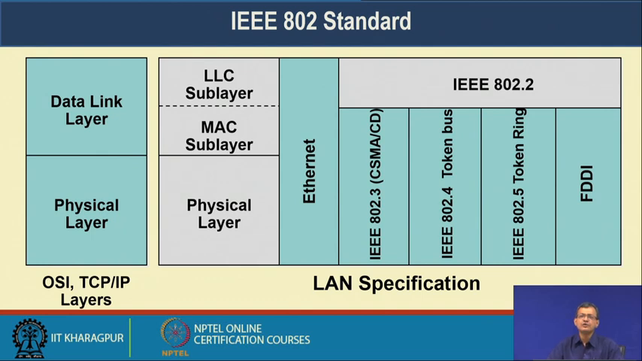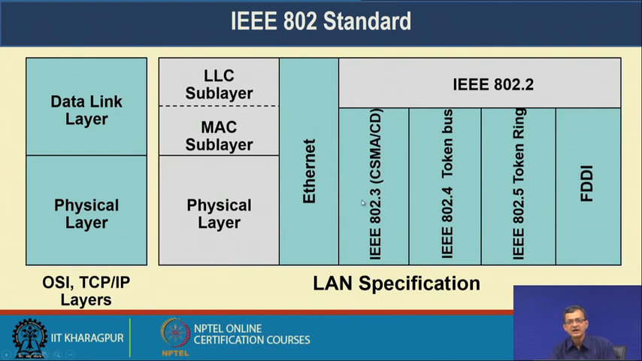If we look at the standards, IEEE 802 is the predominant standard practiced across the world these days. If we look at the OSI or TCP/IP layers, at the physical and data link layers of the OSI model, we have the MAC sublayer and the LLC sublayer. And Ethernet is the predominant standard here.